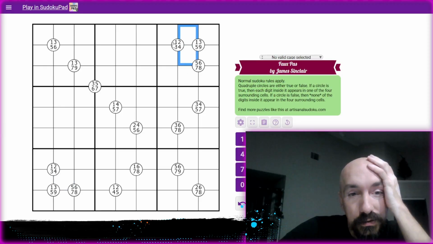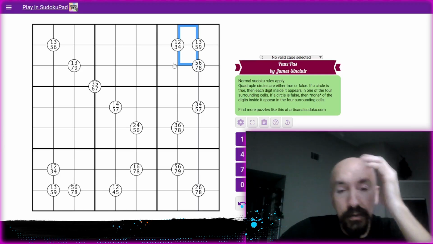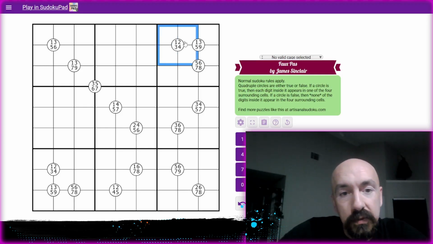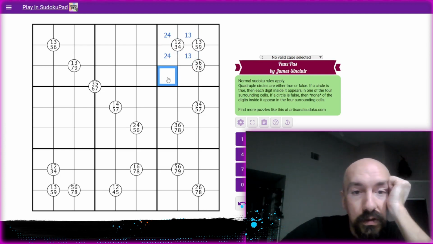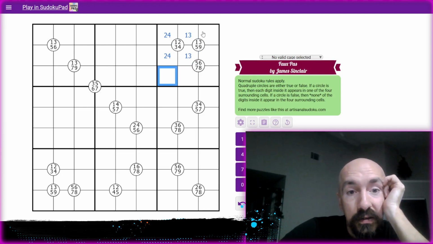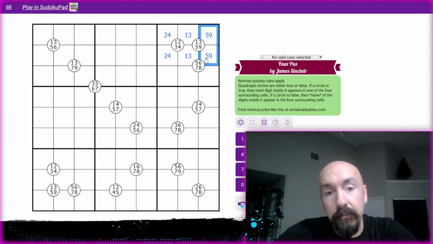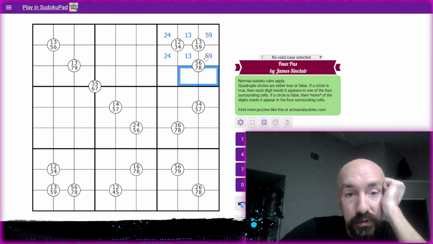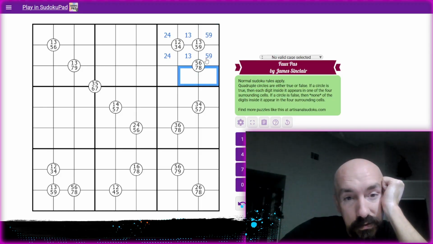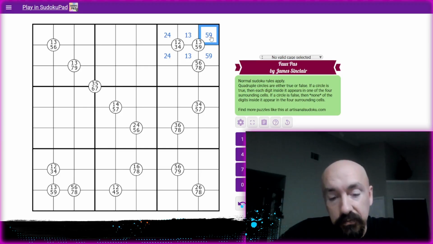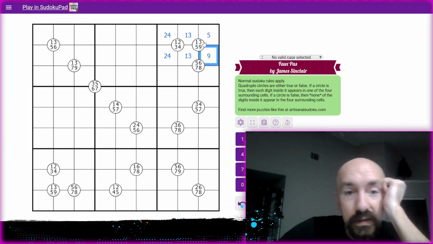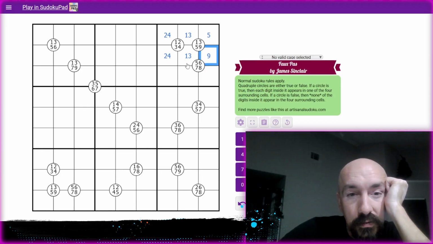This could be 1 and 3. So let's see. Let's work off this one being true. So it'd be 1, 3, and then 2, 4. And then this one would also have to be true. And then this one would be false. But so then this would have to be the 5. Then this one would have to be the 9. But then that wouldn't work.